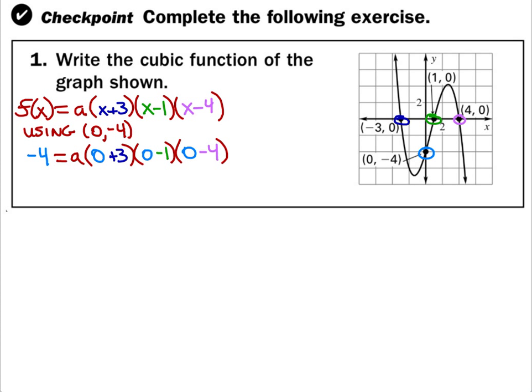Well, once you actually have a number in there, they multiply fairly nicely. 3 times -1 times -4 creates -12. So on the right, we're really looking at -12a. On the left, -4, just like before. So a equals 1/3.